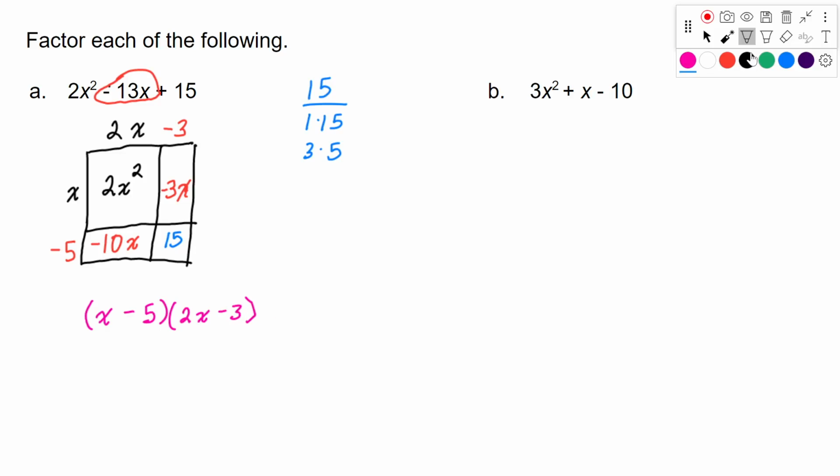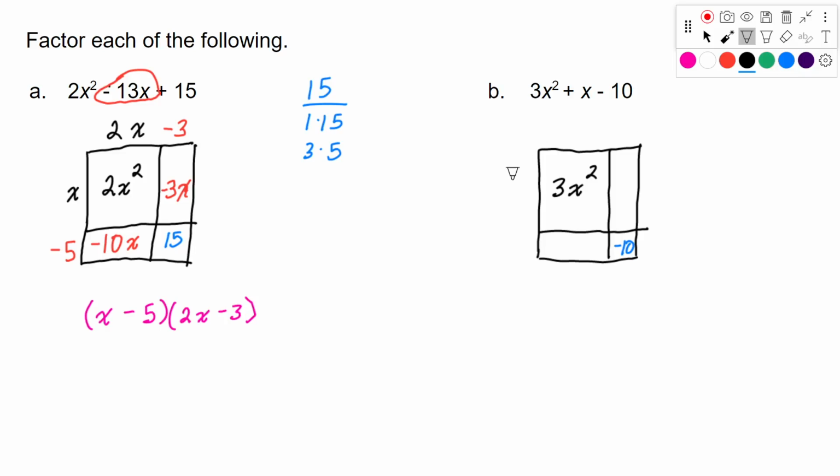And let's try one more of these. So I'm going to start with my block, and since I see the b value is 1, the only way I could spread 1 evenly is if I'm dividing by 1. So I know that this one is going to be in one block with a 3x squared in it and a minus 10 in it. Now the only way we can multiply and get 3x squared is if we multiply 3x with x.